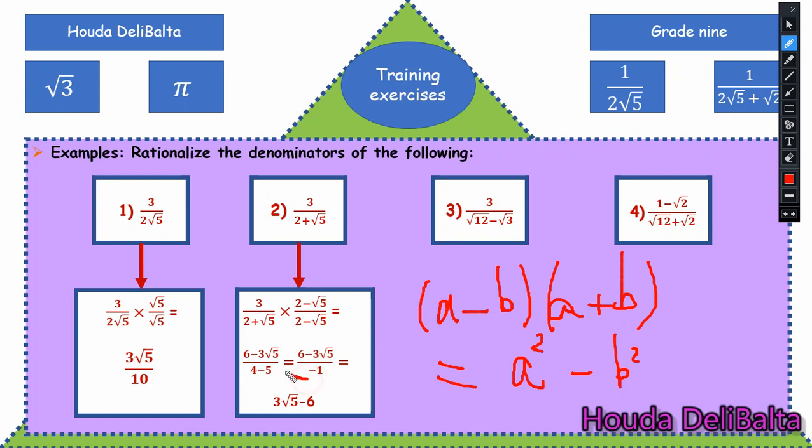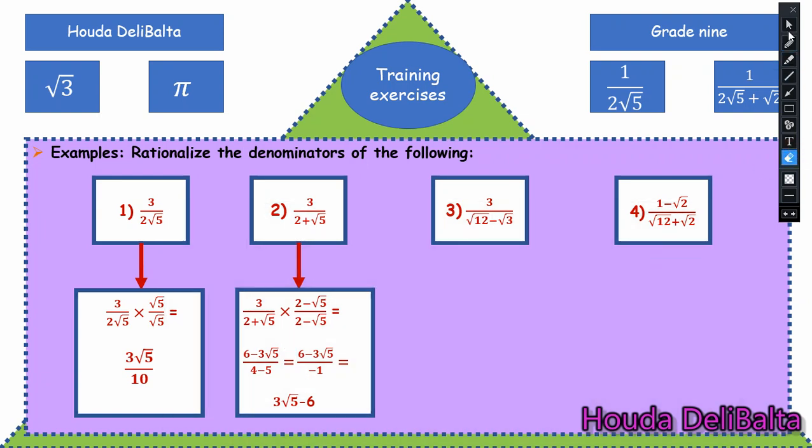And thus I can put minus 1 up. So I will get 3 radical 5 minus 6. When minus is put up, it reverses the order of the numbers. So we have 3 radical 5 minus 6 as a final result. It is over 1, thus the denominator is rational. And let's continue with the last two examples.